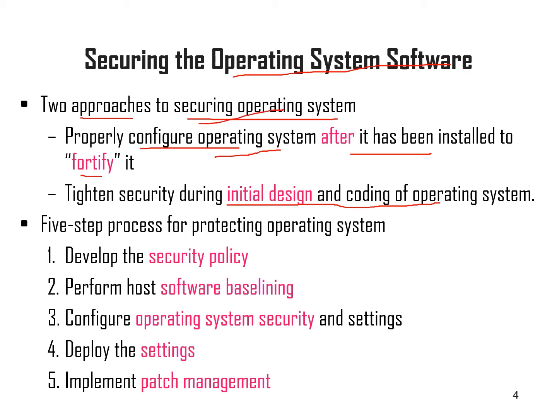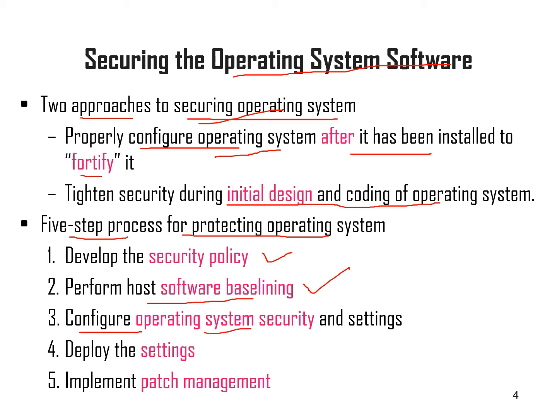So there is actually a 5-step process of protecting the operating systems. The first step is to develop the security policy. Every organization has its own security policies. We have to develop our own security policies. Then perform the host software baseline. This is a kind of checklist for every host. We have to define a checklist that every user handling that particular OS and host has to follow. So that is performing the host software baseline.